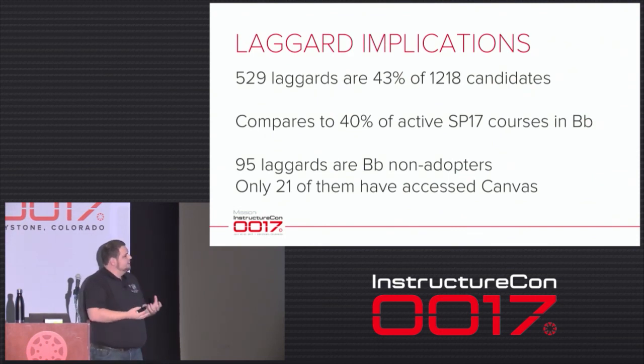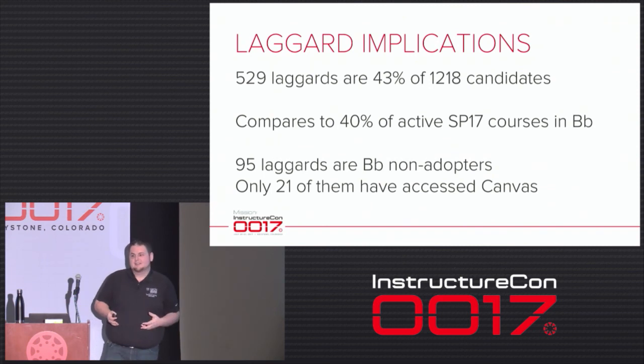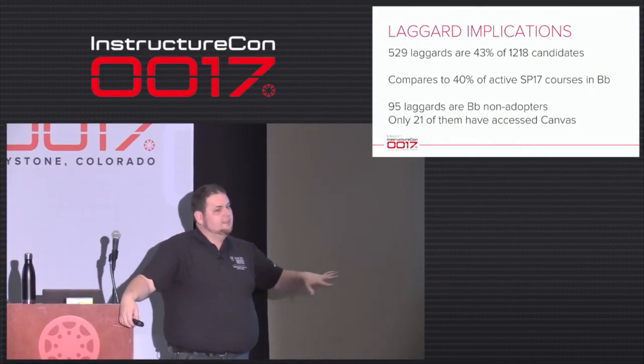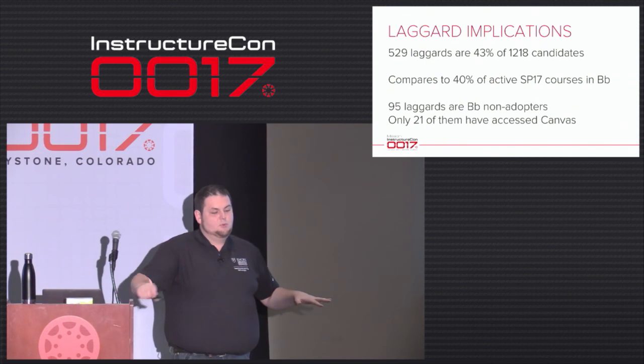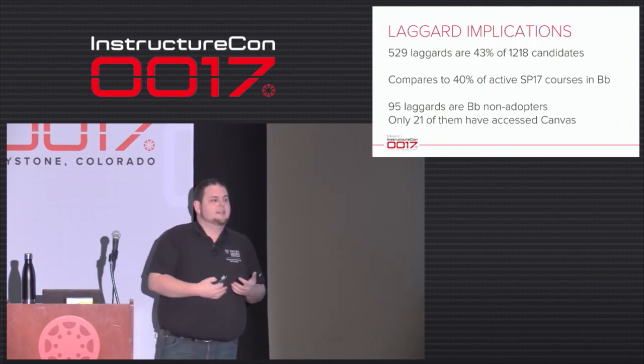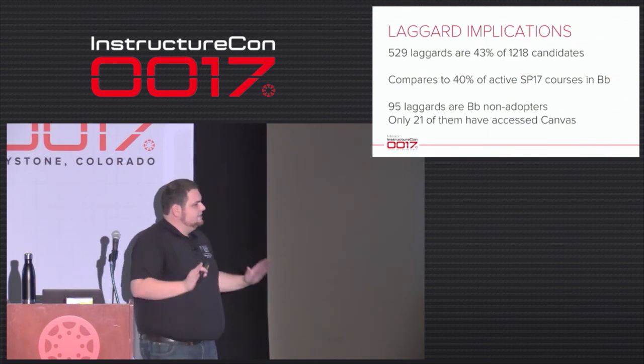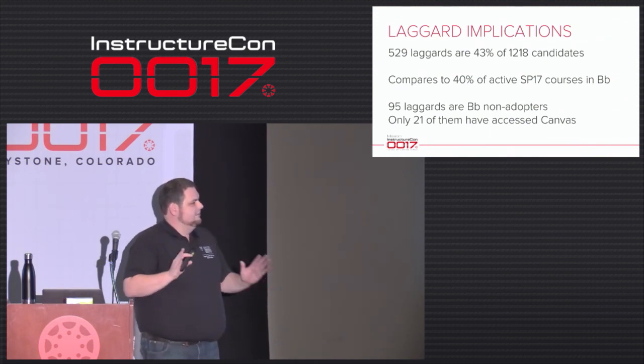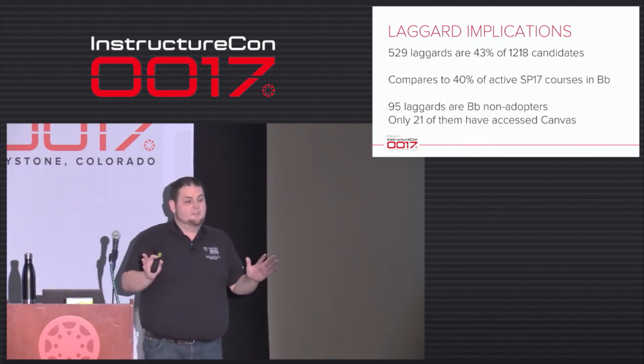Implications from the Laggard findings: 529 of them make up 43% of 1,218 candidates. Those candidates are people who taught in one of the semesters last year and will be teaching in fall 2017. And that compares to last spring, 40% of courses that were active being in our old LMS. People were able to migrate on a voluntary basis unless their school mandated that they move, and so a lot of them took their time. The fact that we had 60% of courses active in the second semester of a 2-semester transition, I found pretty heartening.